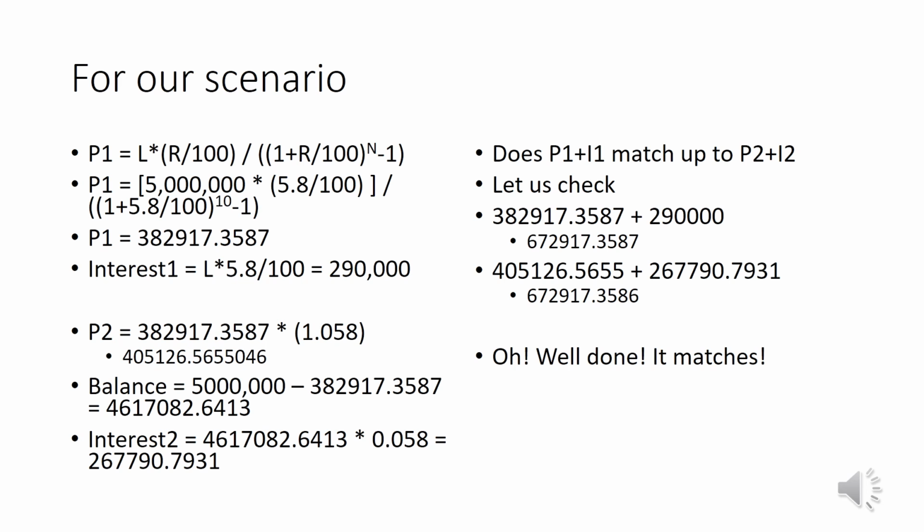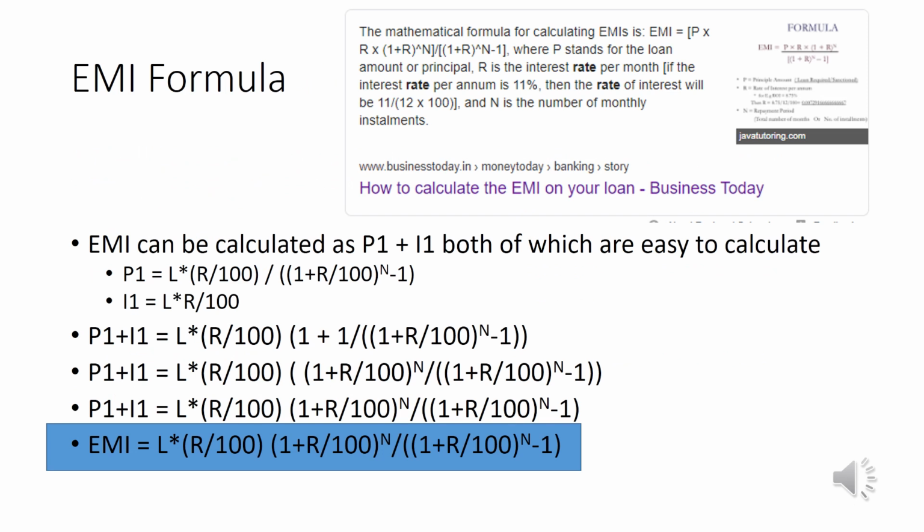Can we just check if P1 plus I1 and P2 plus I2 are matching? So we just go and add them, and we find that yes, indeed, it matches. It comes to 672,917. That will be your EMI. That's it. It was interesting to note that the sum of principal and interest for the first period exactly matches with the second period and so on, which we call EMI.